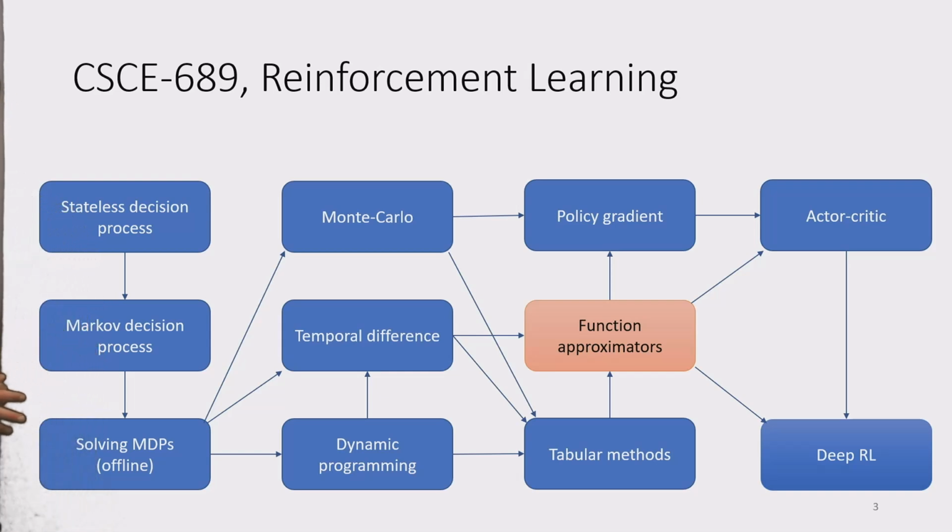So as I said earlier, we're going to continue to discuss function approximators today. Specifically, we're going to describe the main function approximator that we're going to use throughout this course, which is a deep neural network.